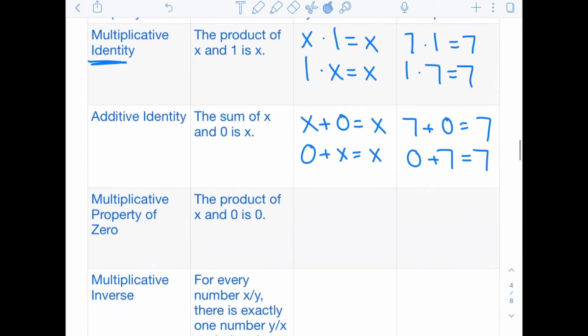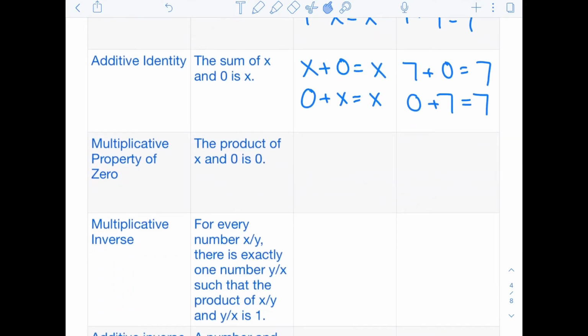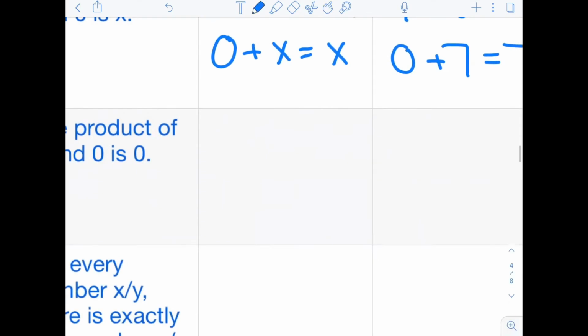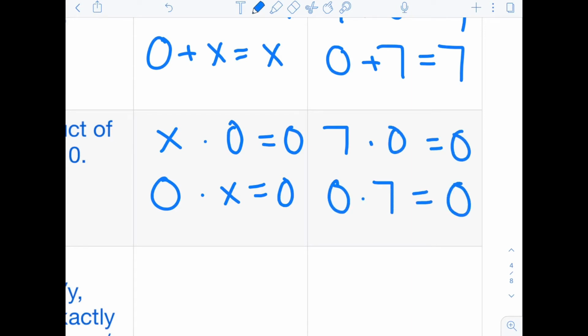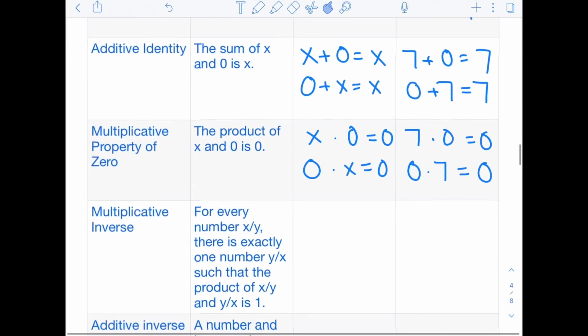Now, the multiplicative property of 0 says that the product of x and 0 is 0. So that means that x times 0 equals 0, and 0 times x also equals 0. So using the number 7, we could say that 7 times 0 equals 0, and 0 times 7 also equals 0. So if you want to kill a number and just make it 0, you use this property.